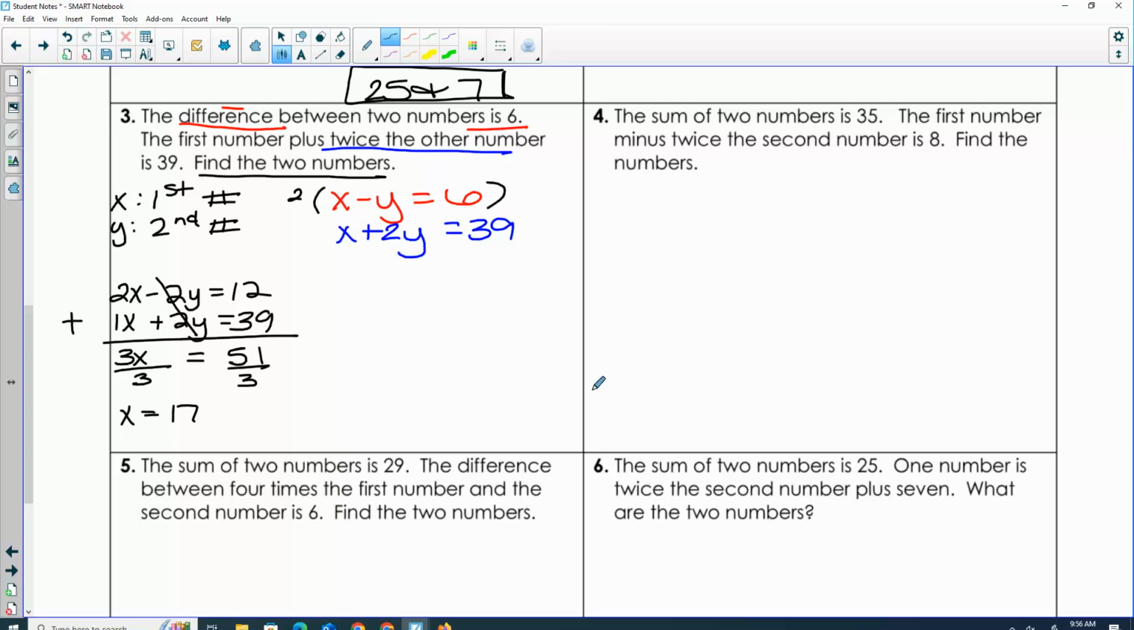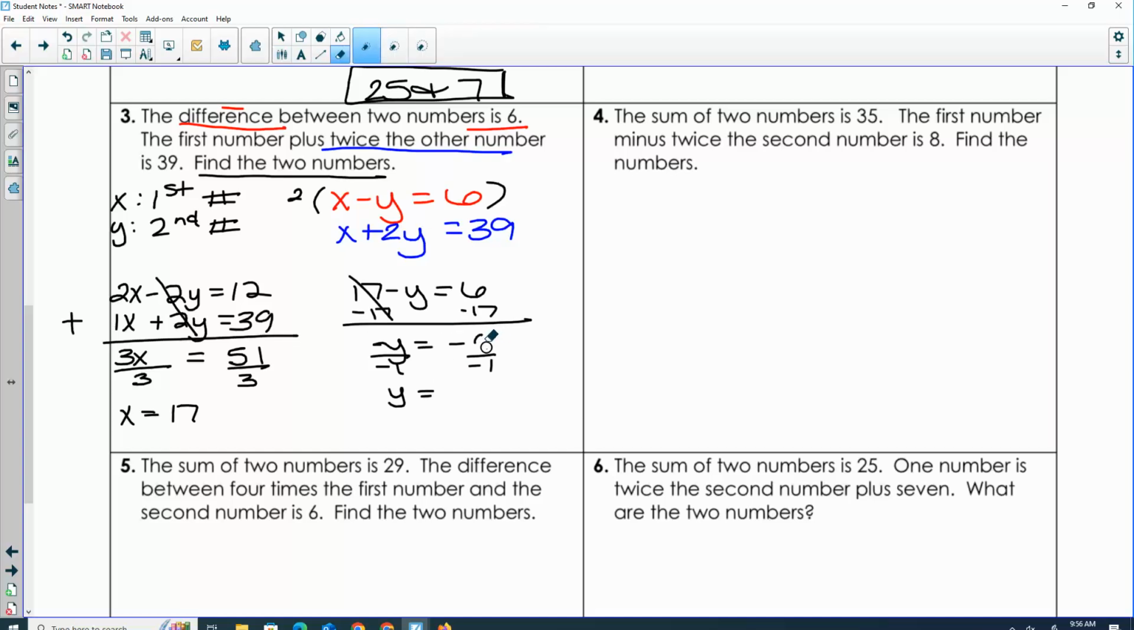Okay, then we plug it back in. So if I go to the first equation, the x is 17, minus y equals 6. Subtract the 17. Divide by negative 1. That is not 9, that's negative 11... and y is 11. So my numbers are 17 and 11.